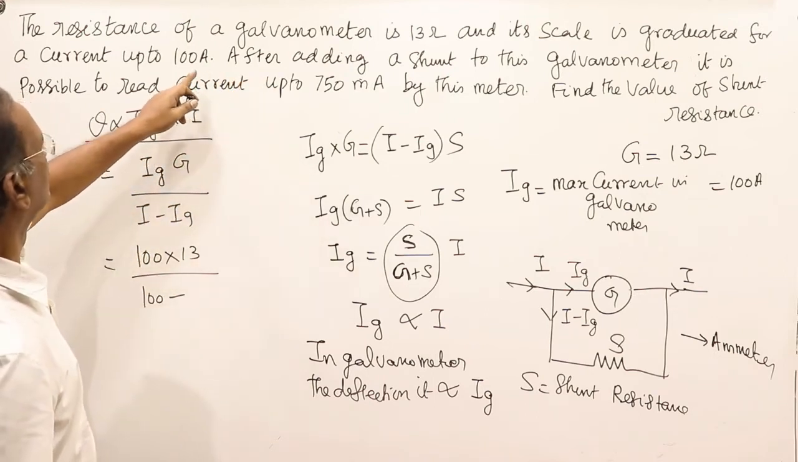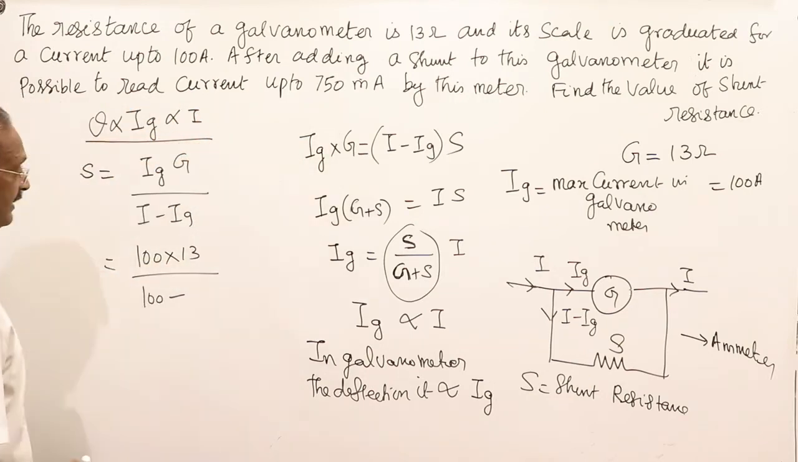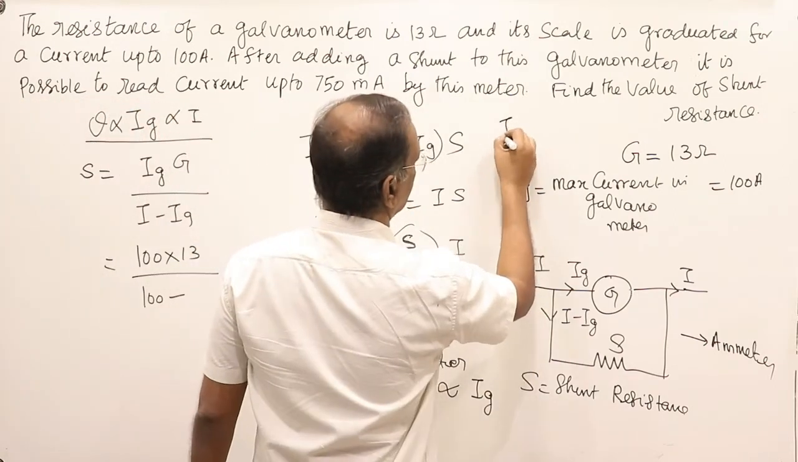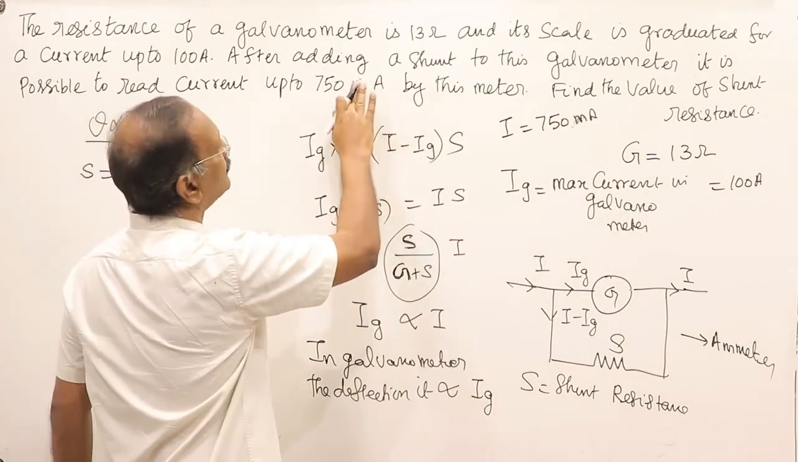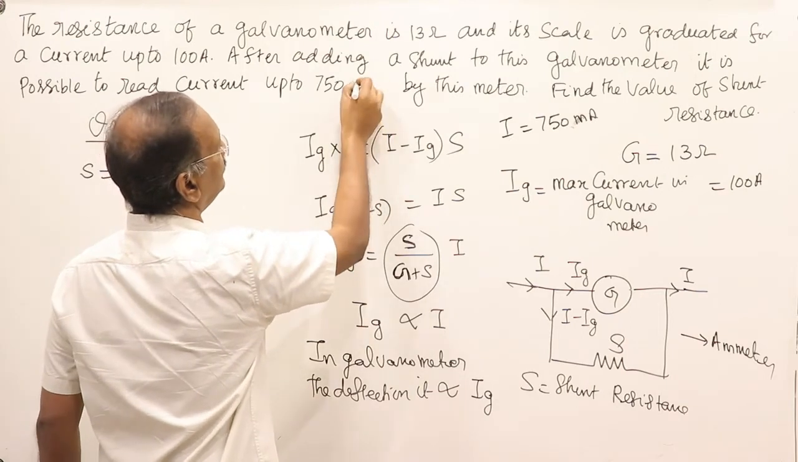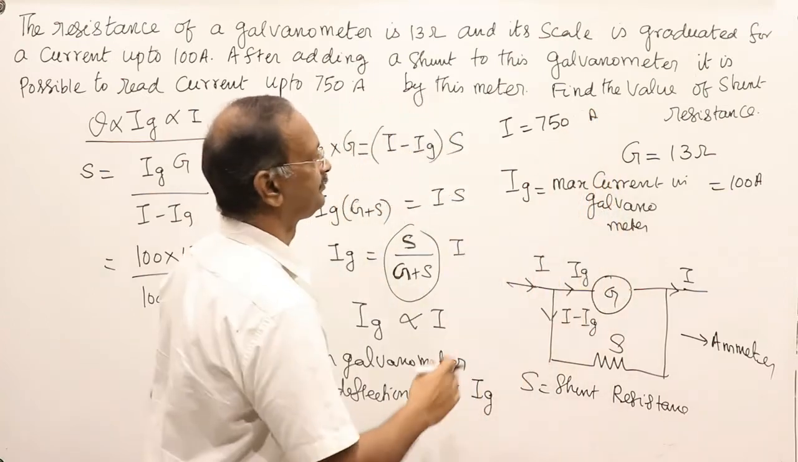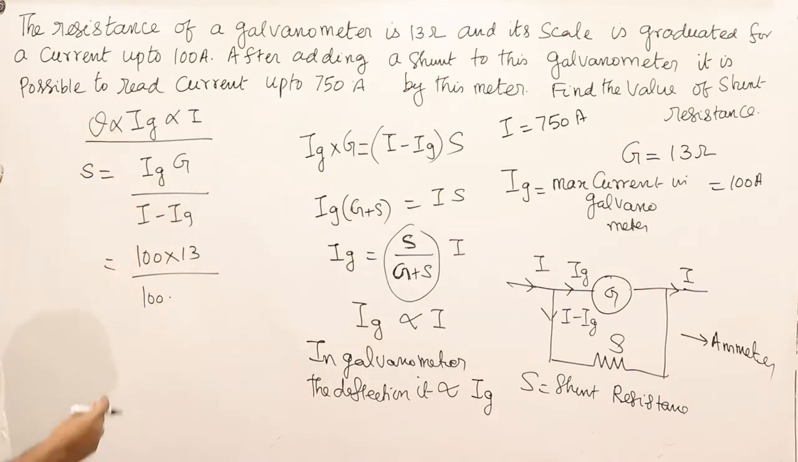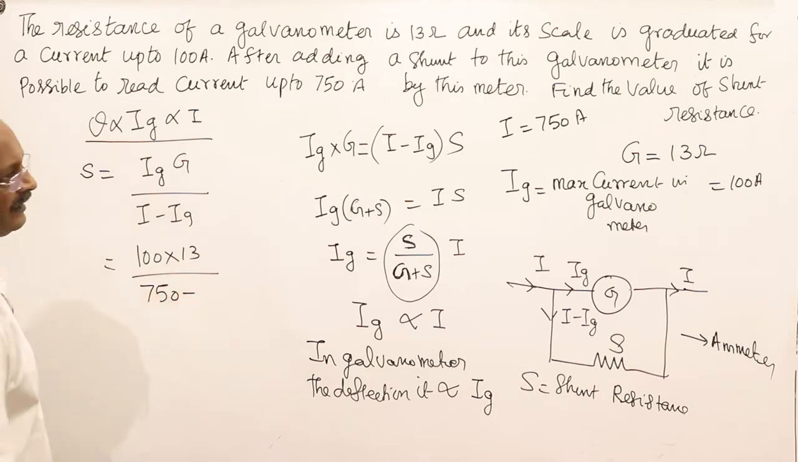After adding a shunt to this galvanometer, it is possible to read current up to 750 ampere. So I is equal to the range of the ammeter, 750 ampere. It should be ampere. I is equal to 750 ampere, because otherwise it is not matching the calculation. So I minus Ig is 750 minus 100. Ig is equal to 100.